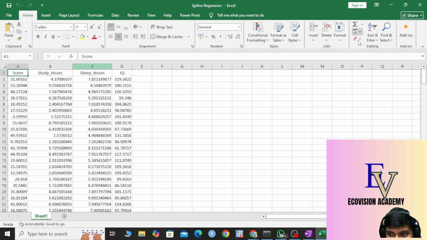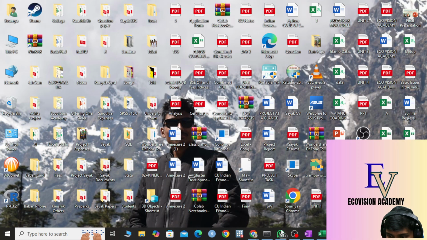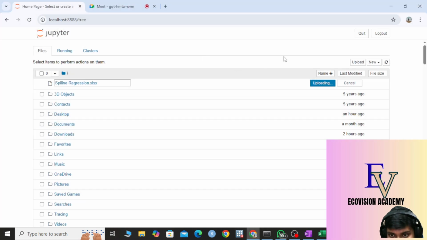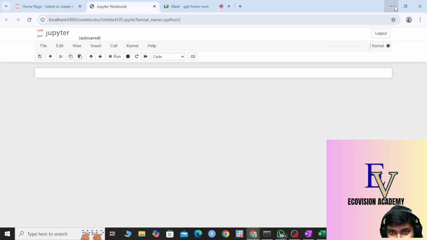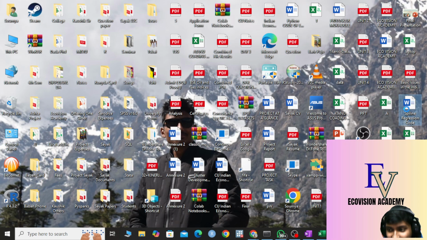Okay. So basically I just open my notebook, a Python script, and I open this spline regression code.